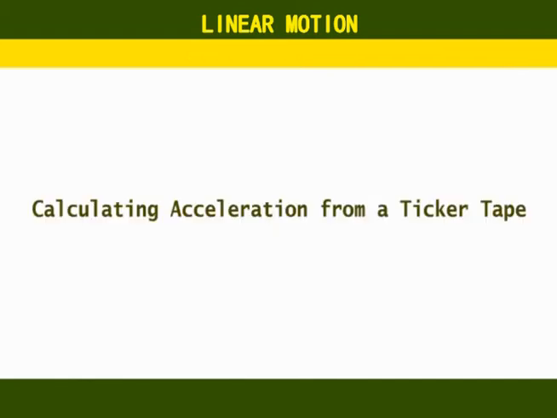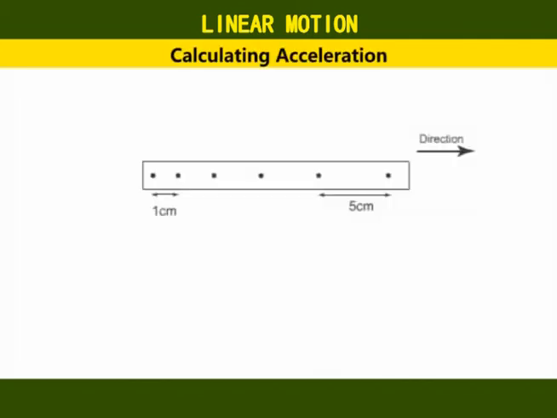Next, finding acceleration from a ticker tape timer. Now, we know that acceleration is determined by the formula a = (v − u)/t, where a is the acceleration, v is the final velocity, u is the initial velocity, and t is the time taken for the velocity change. Now, this is important.